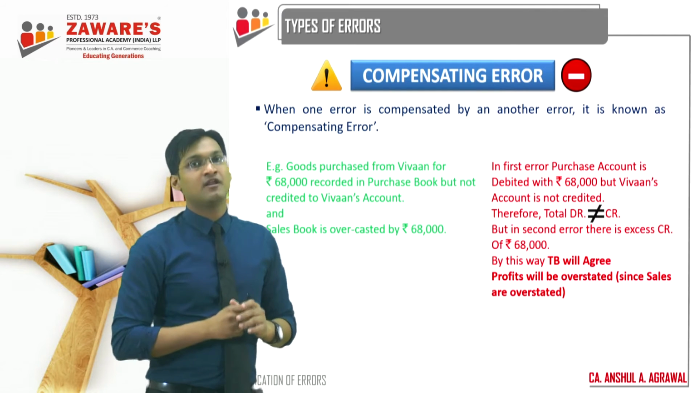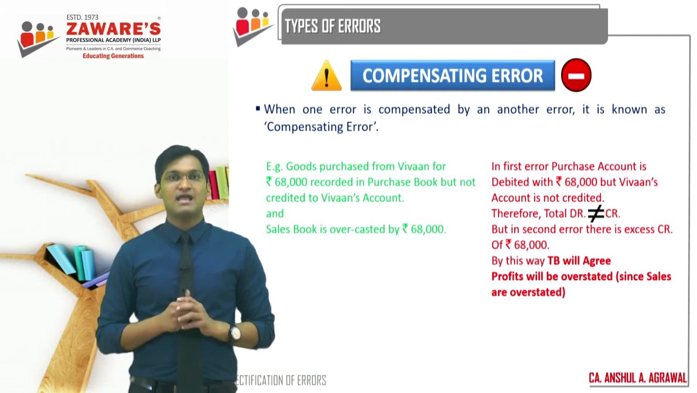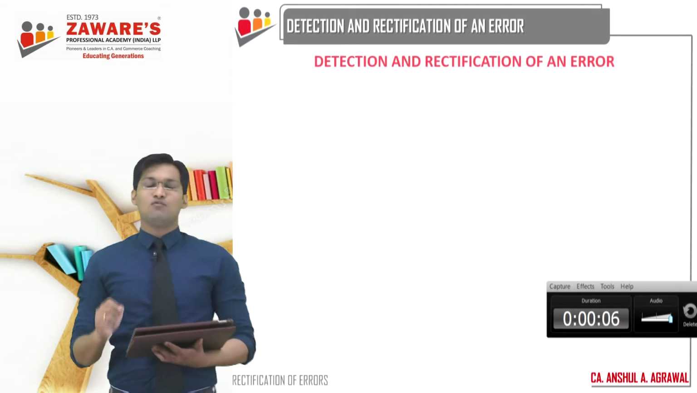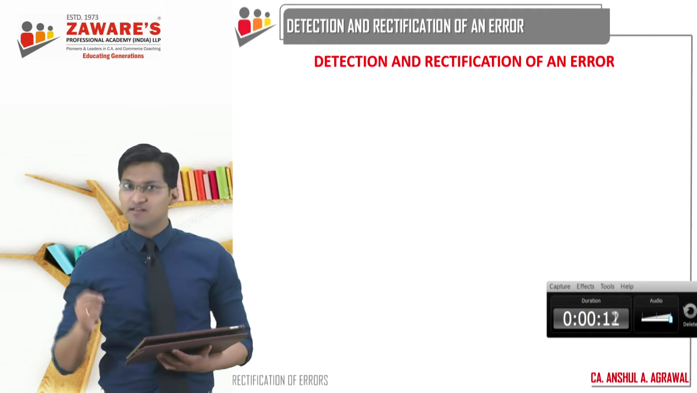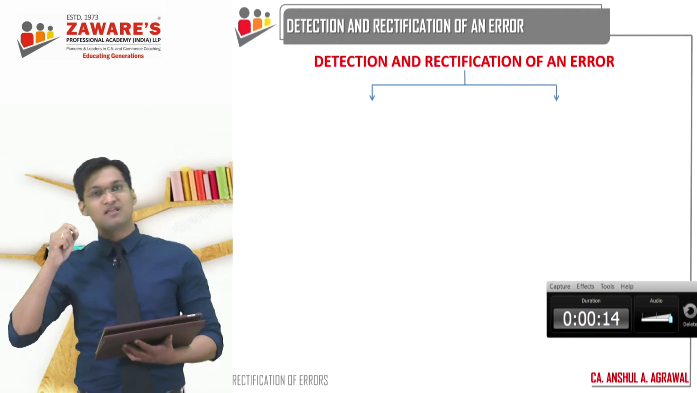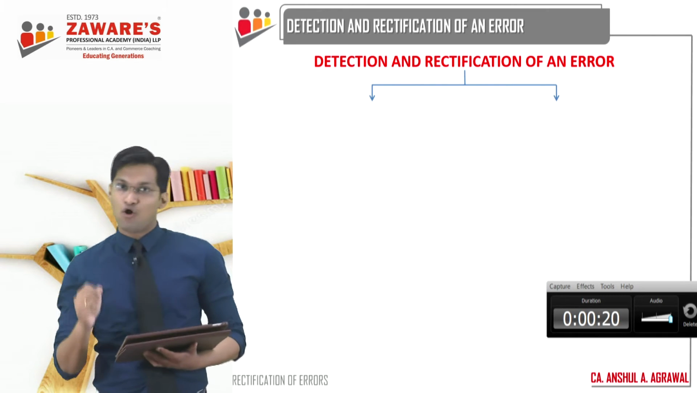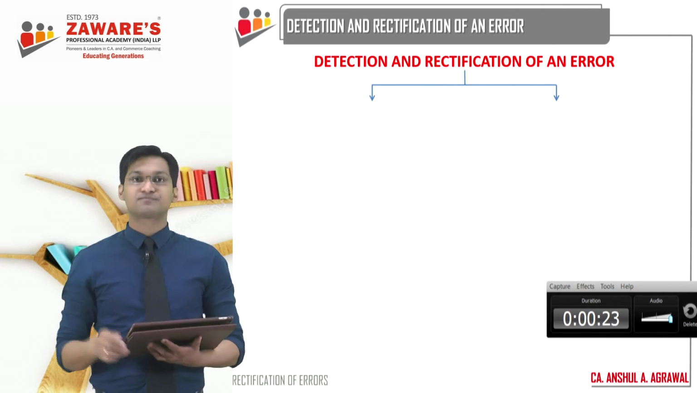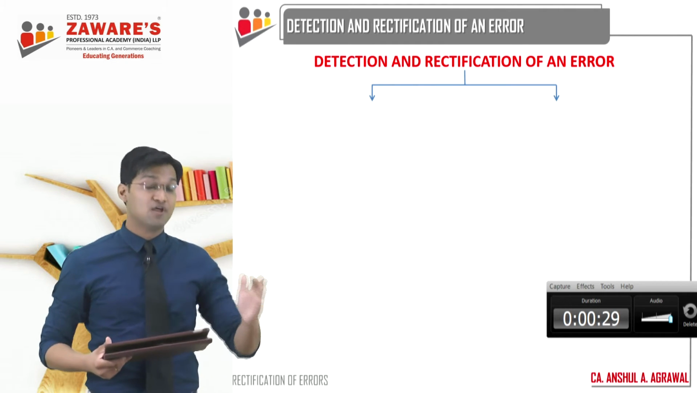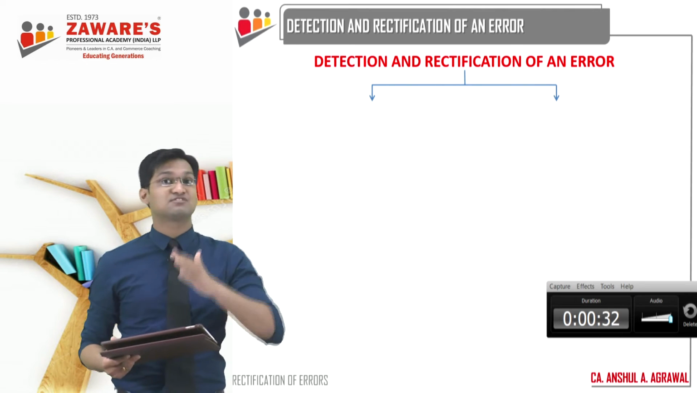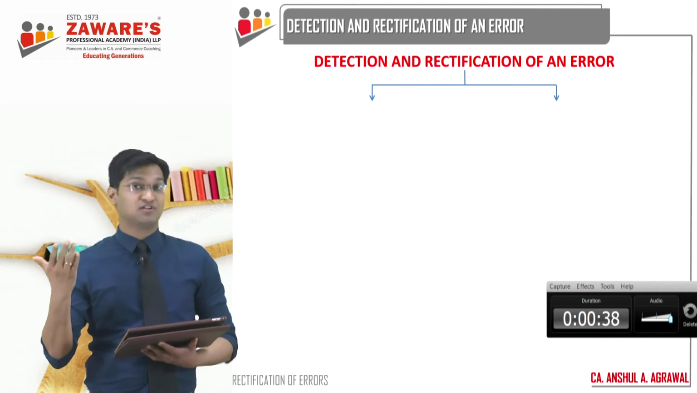And now we are going to proceed to the next segment, how to detect and how to rectify an error. Now, an error can be located and detected at any point of time. It may be detected at the very initial stage, as soon as we pass an accounting entry, or it may be detected while posting, while totaling, or at the end of the year when we prepare the trial balance and observe that there is a difference in the trial balance, or it may even be detected in the next financial year.